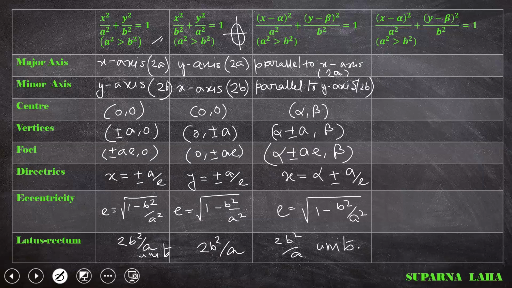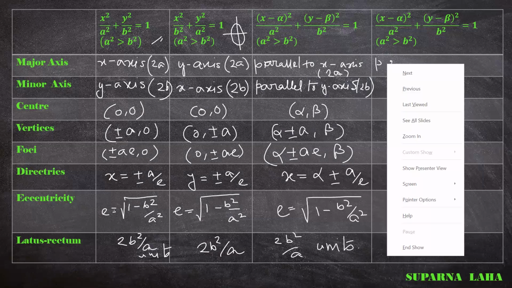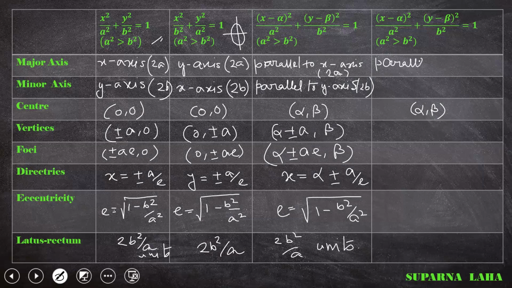Okay, now the center is alpha comma beta. Now changing the axes, the major axis is parallel to the y axis, and the length is definitely 2a, we are not changing the length. The minor axis is parallel to the x axis, and the length is 2b. So the center is alpha comma beta.